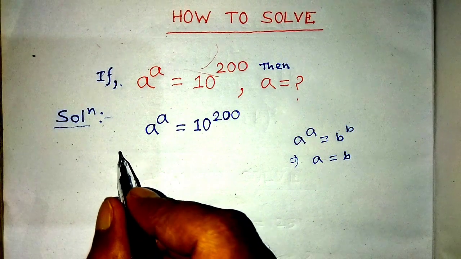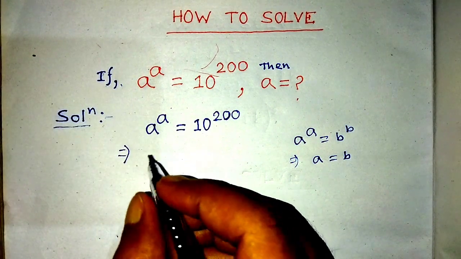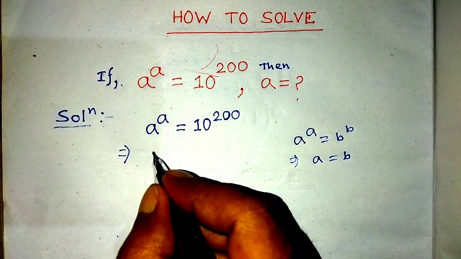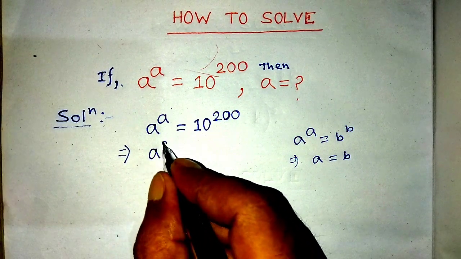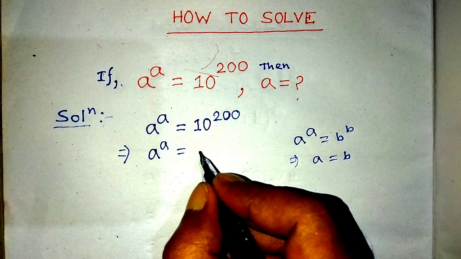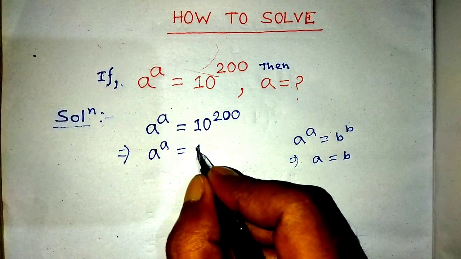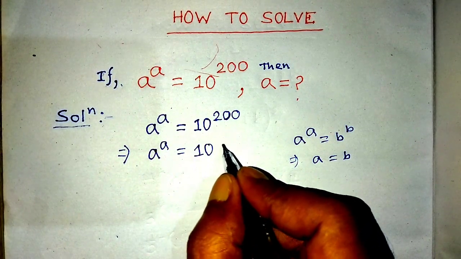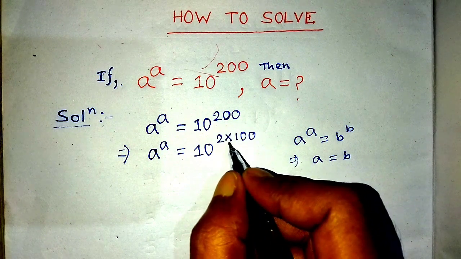Okay student, so that's why on the left hand side again you have to write a to the power a is equal to, on the right hand side we have to write the same base, and in the place of power we have to write 2 into 100.